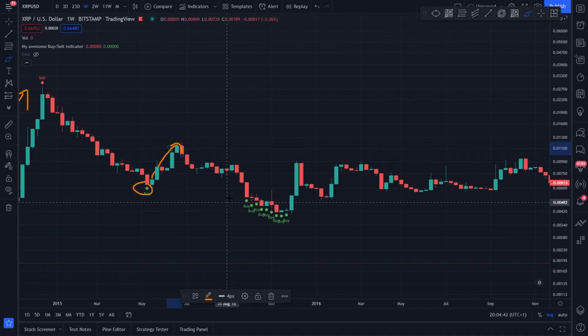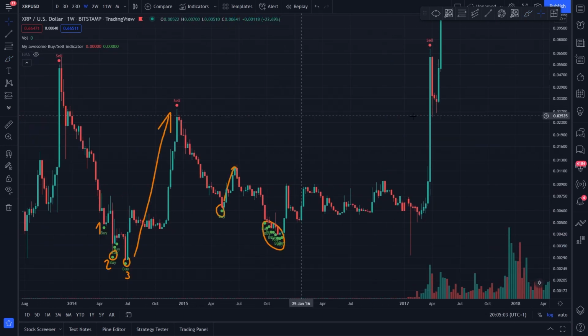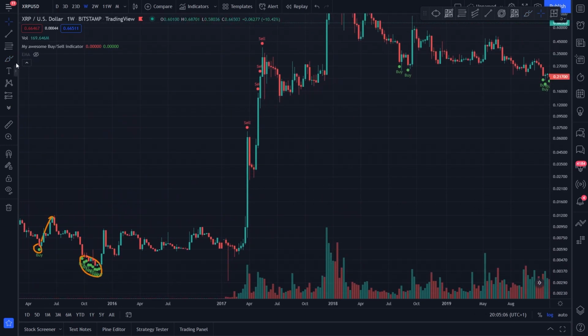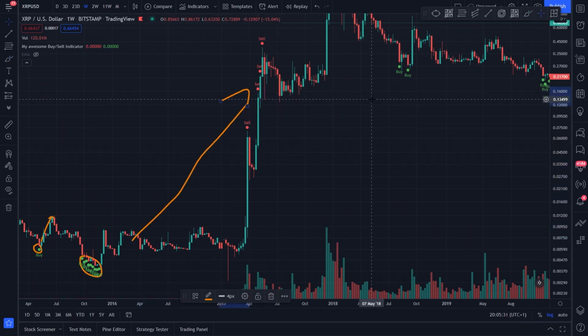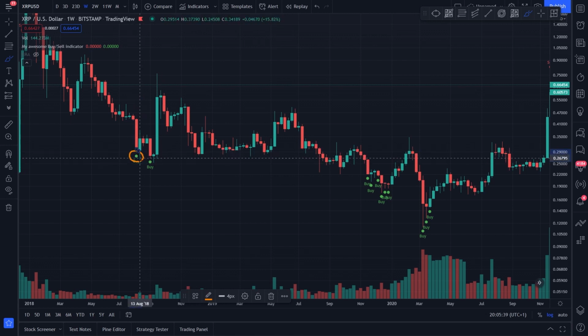But after this, we made a lower low with multiple buy signals, and here it was a better opportunity to buy XRP, because after this we had a moonshot, right? Let's move on to the next buy signal. You can see that it is the same thing. We have one buy signal and a second one making a lower buy signal than this one, and we had a strong move to the upside.